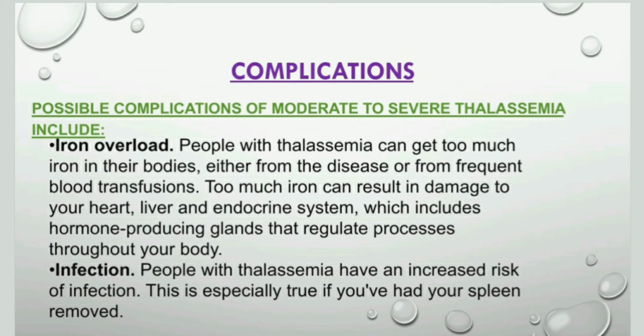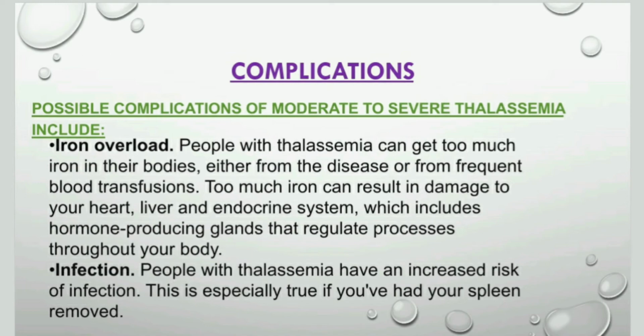That means when a person suffers from thalassemia, then his or her body may contain more iron than required. It may be either because of the disease or because of frequent blood transfusion. Too much iron in the body may damage the patient's heart, liver, and endocrine system, including hormone producing glands. Number 2, infection.